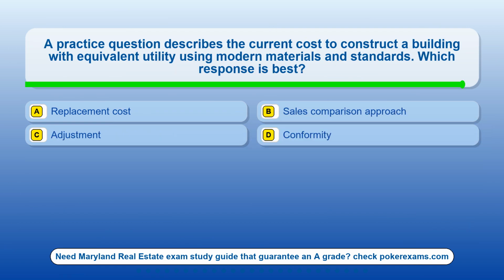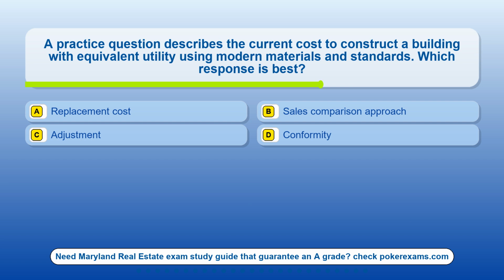Question 11. A practice question describes the current cost to construct a building with equivalent utility using modern materials and standards. Which response is best? Option A, replacement cost. Option B, sales comparison approach. Option C, adjustment. Option D, conformity.